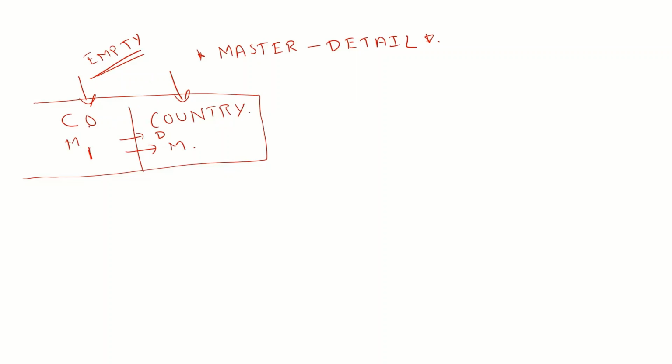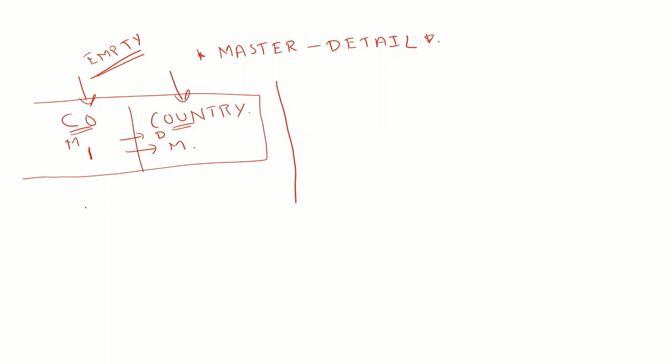If there are some records in the continent object and some records in the country object, or some records in the continent object but no records in the country object, or the country object has some records and the continent object doesn't have any record, in that case also you will not be able to create a master detail relationship between both the objects. In this case, our detail object is country.